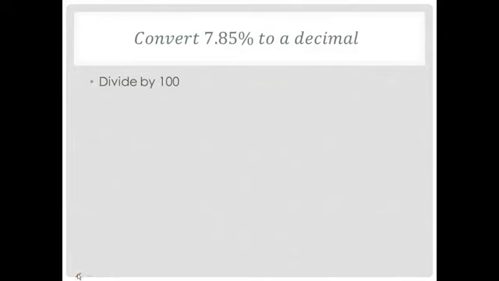As with this one. We have 7.85%, and we want to convert that back to a regular decimal number. So to do that, all we have to do is divide by 100. And when we divide by 100, we get 0.0785. And that's all there is to it. To convert a percent back to a regular number, you just divide by 100.